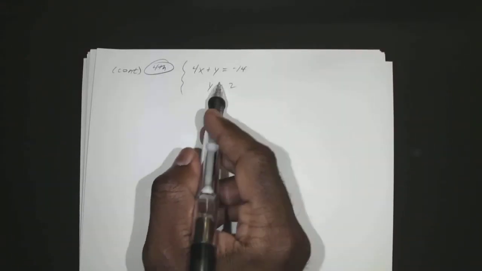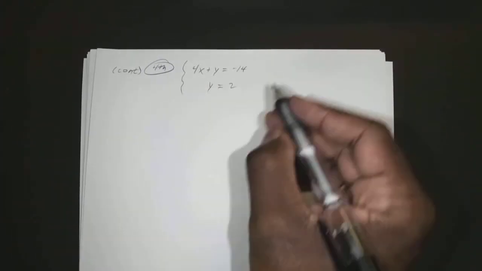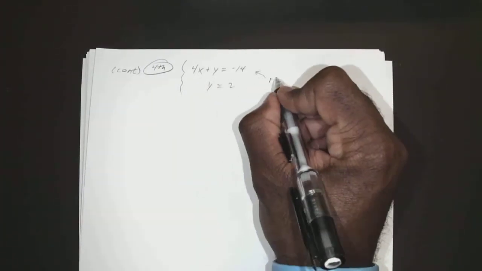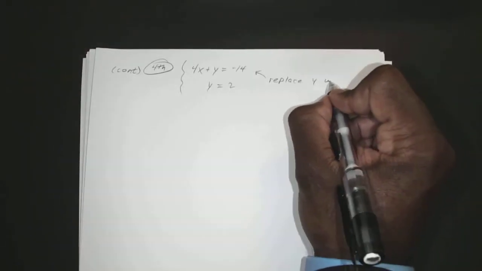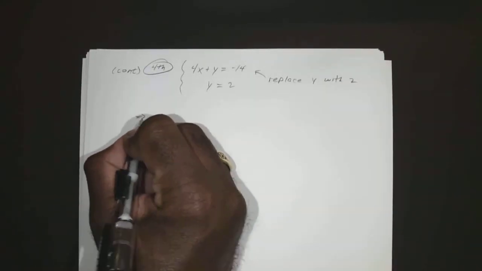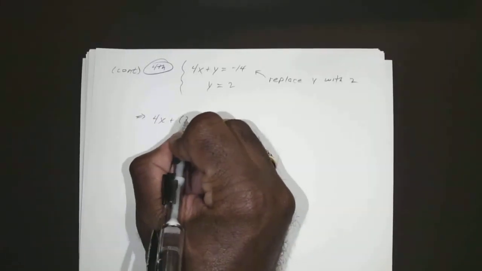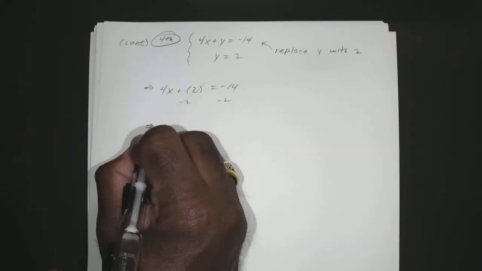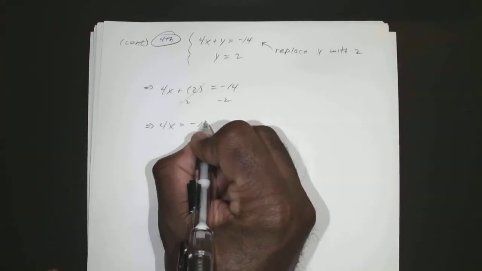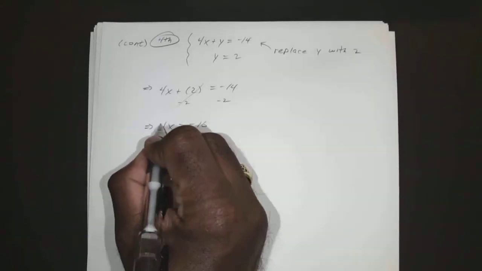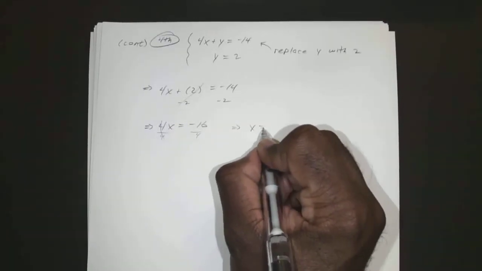Okay, so those are the answers from step 2 and step 3. Like I said, the reason that's easy is because now you just plug in y equals 2. So you have 4x plus 2 equals negative 14. So we subtract 2 from both sides. That cancels out. So you have 4x equals negative 16. Divide both sides by 4. So you have x equals negative 4.